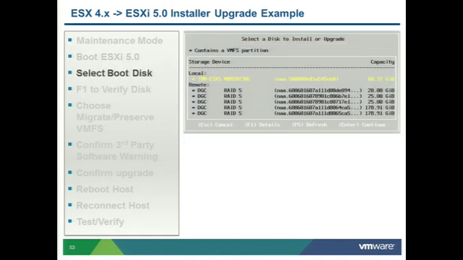And it's going to ask you a couple of questions, and it's going to come up with a list of the disks that it sees. You're going to pick the disk that you want to upgrade. Now, if you've got a list of disks and you're not sure which one, hit F1.